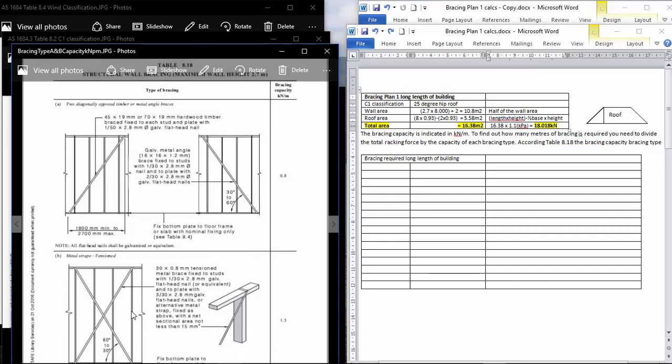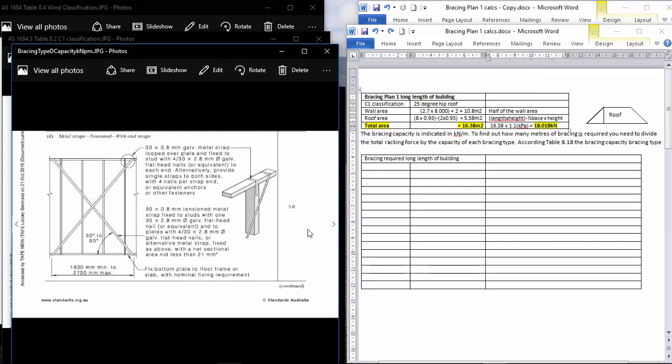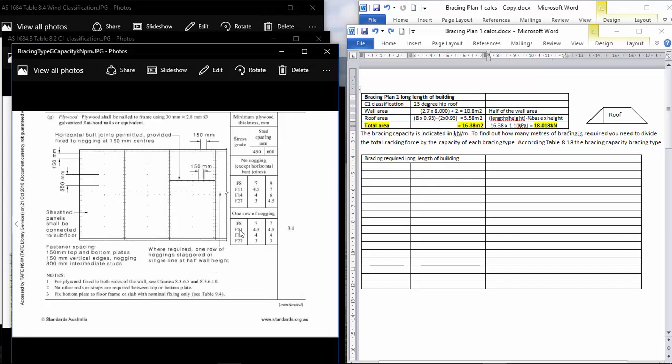Type B bracing can withstand 1.5 kilonewtons of force. Type D bracing can withstand 3 kilonewtons of force. Type G bracing can withstand 3.4 kilonewtons of force. Now this is ply. It's for 1.8 metres, which is 227 by 900 sheets. There are more bracing alternatives in AS 1684.3, but we're just sticking with these ones for the exercise.